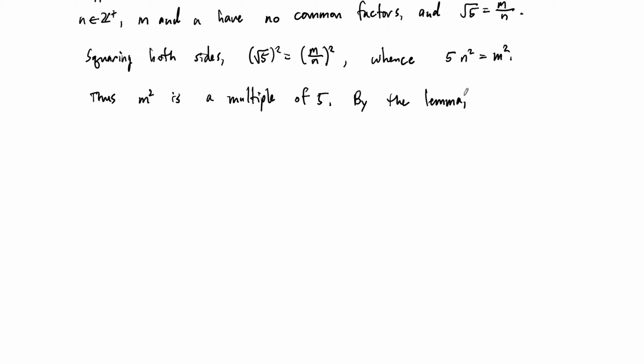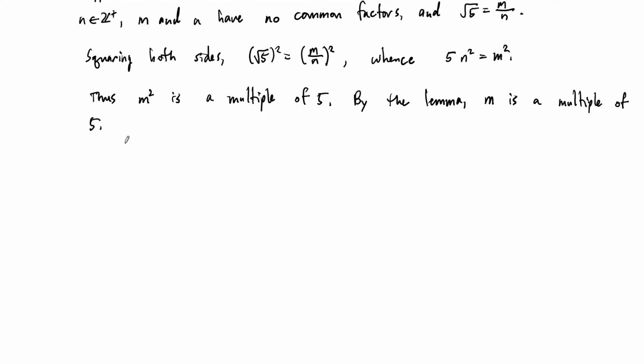Right? If you're going to do this, you have to state the lemma. If you're going to say "by the lemma," you have to state the lemma, and we did state the lemma. So by the lemma, m itself is a multiple of 5. Now, if you're going to prove this for any number other than 5, you have to prove that m squared being a multiple of 5 implies that m is a multiple of 5 as part of this proof. But now we know that this is a multiple of 5 by our lemma.